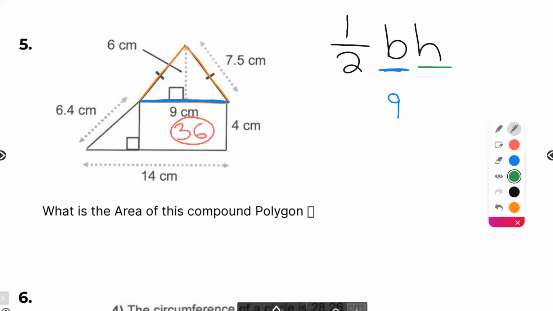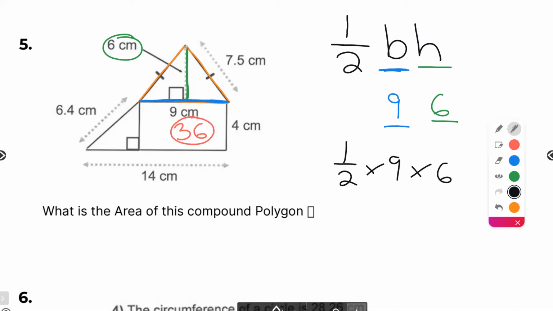The height of a triangle will never be a slanted line. It's always going to be perpendicular with the base. So this number right here is going to be the height of that triangle. So this is going to be the 6 that we have here. So all I have to do now is take 1/2 multiplied by 9 multiplied by 6, and then I get the area of the triangle in the top.